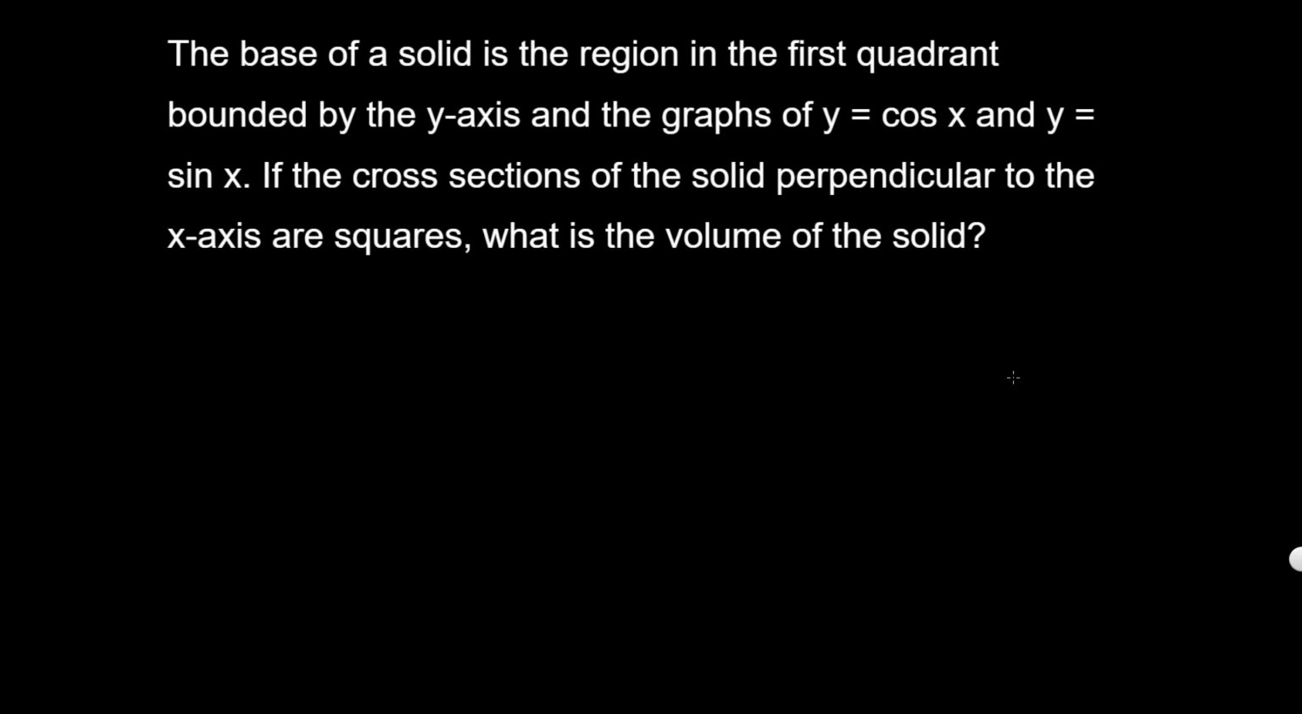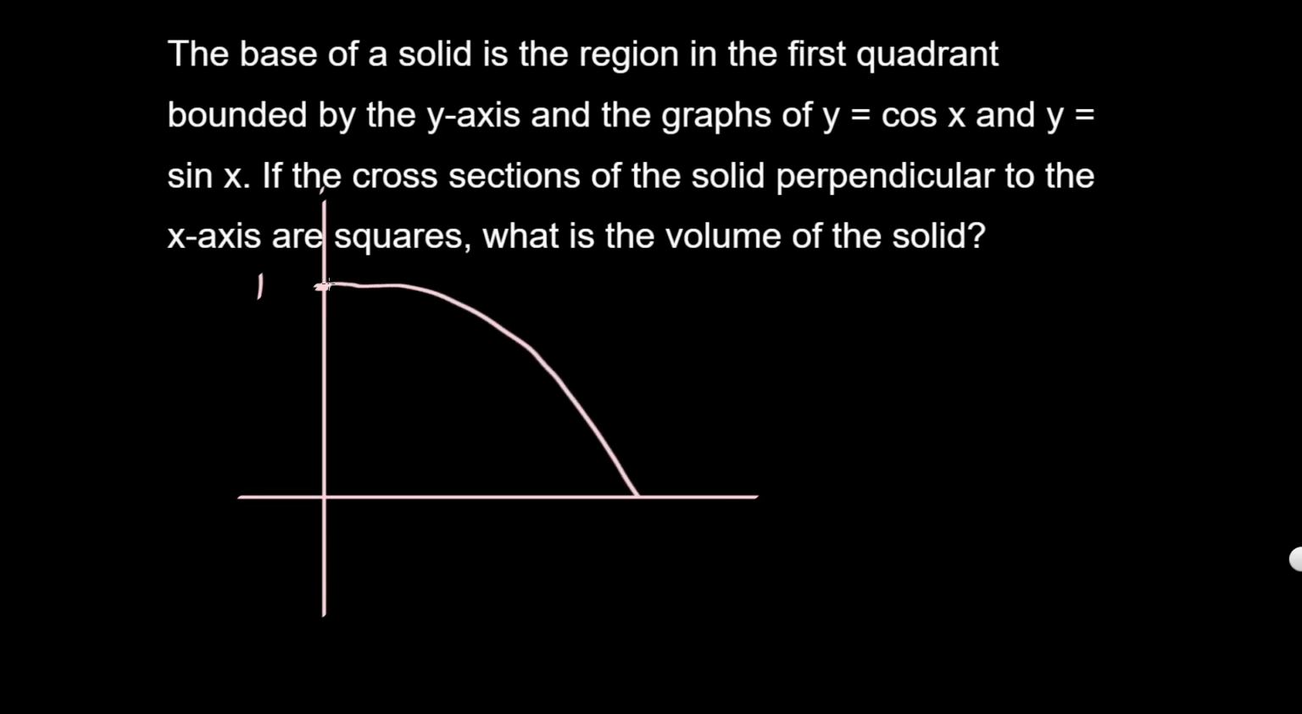You may pause the video and try this by yourself first. So we have y equals cosine x and y equals sine x. Let me graph it first. So we got, let's say this is 1 here, and then part of the cosine. So that should be pi over 2. And let me graph the sine graph.